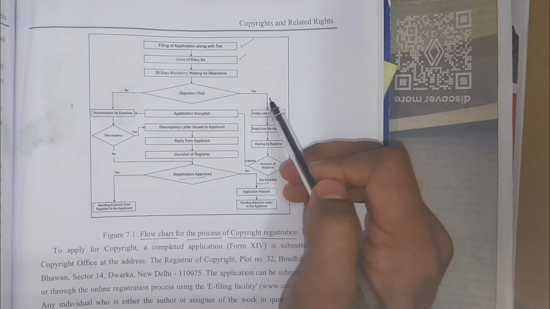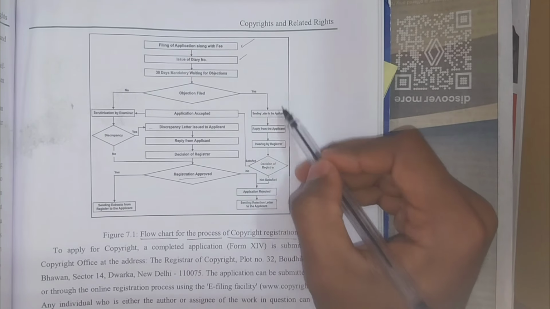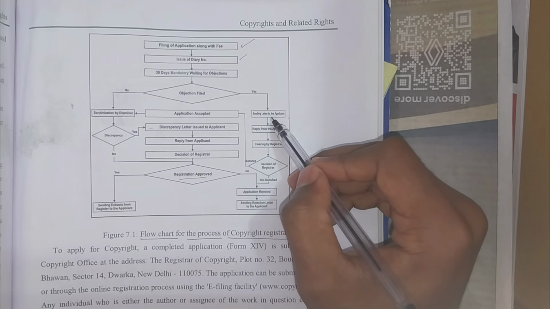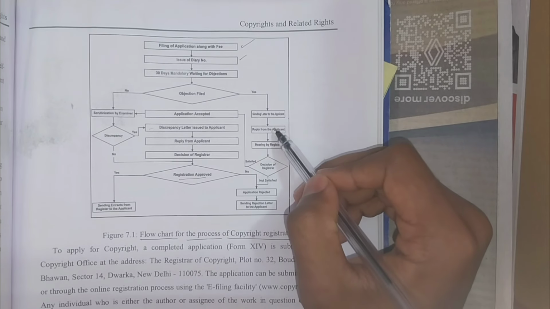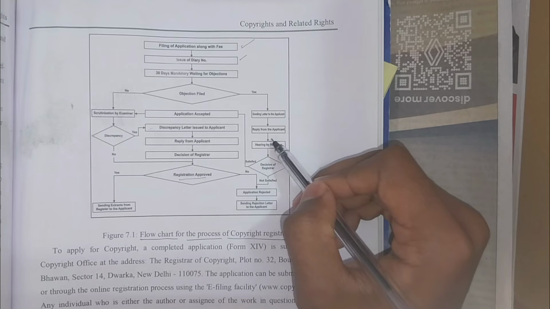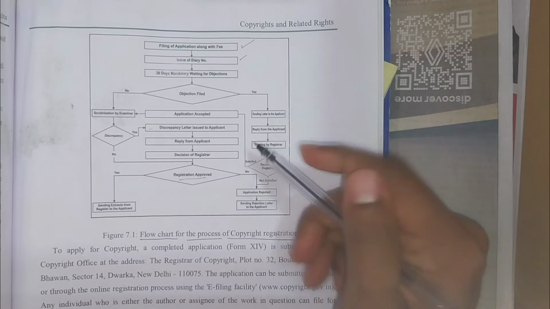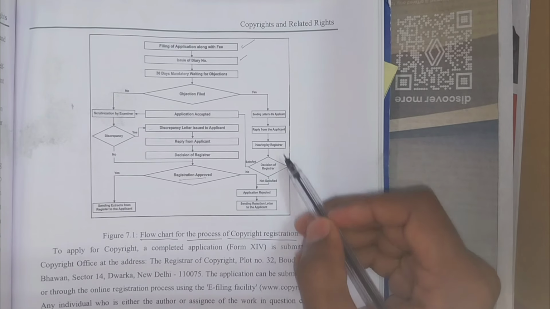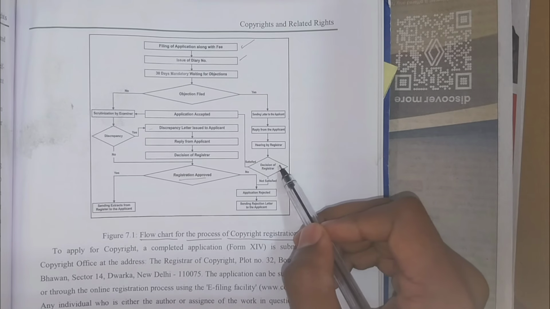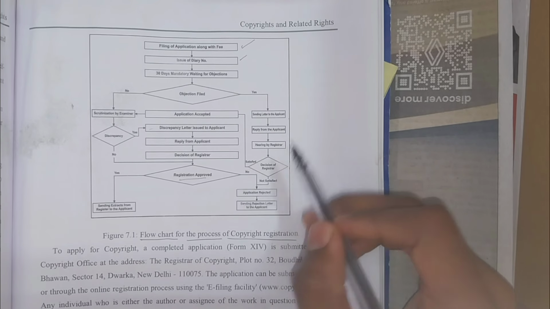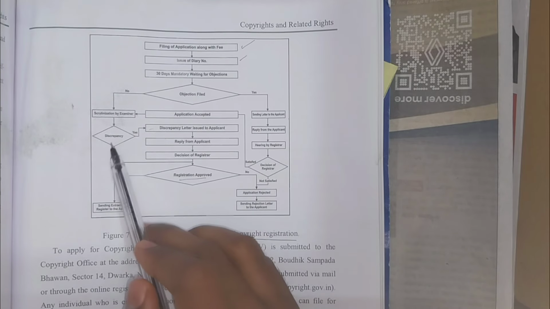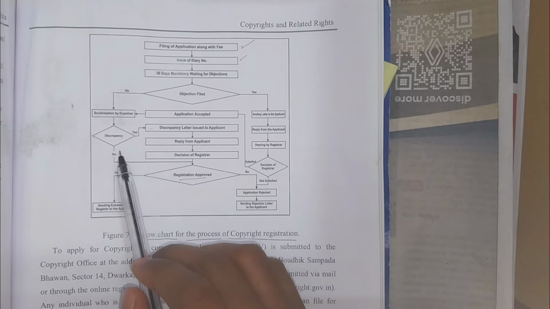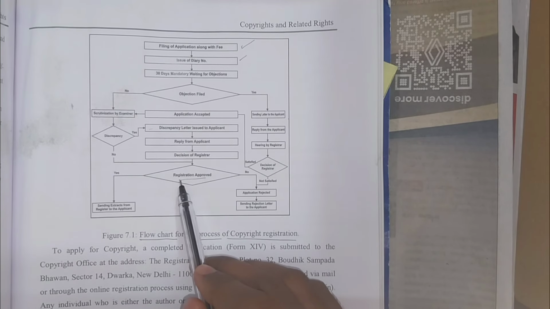If there are objections, then what happens: a letter is sent to the applicant, informing them that there are objections. After that, a reply from the applicant is needed, on how the application stands and how the objections can be handled. The registrar hears it: hearing by the registrar. After the hearing, the registrar takes a decision. If satisfied, the application is accepted, then again scrutiny and examination, the next process goes as earlier, and finally registration is approved.